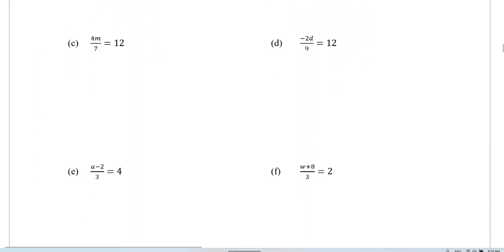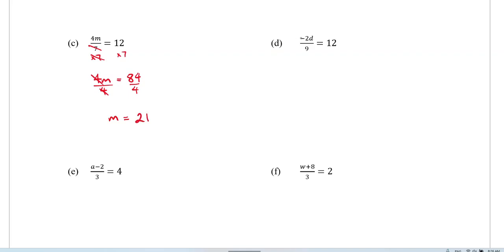Okay, here's another one like that. 4m over 7. The first thing to do is to move the 7, so we want to times by 7. And that will leave 4m equals 12 times 7 is 84. Then dividing the 4, we get m equals 21.